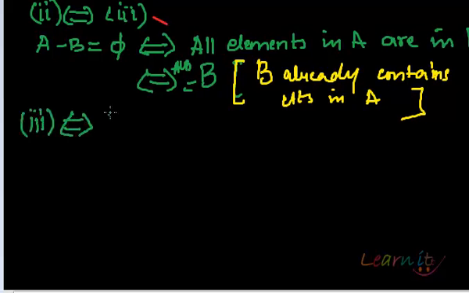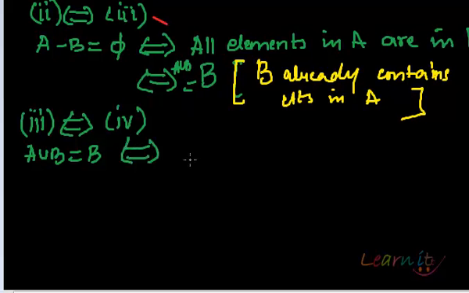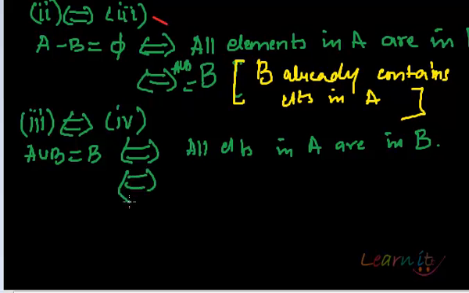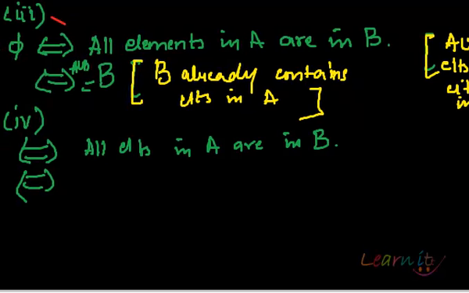Now let's see how the third is equivalent to the fourth. The third is A union B equals B. If that is given to us, how do we reach the intersection? A union B equals B means that everything in A is already in B. So all elements in A are in B. That's what it means. We need to come down to intersection.